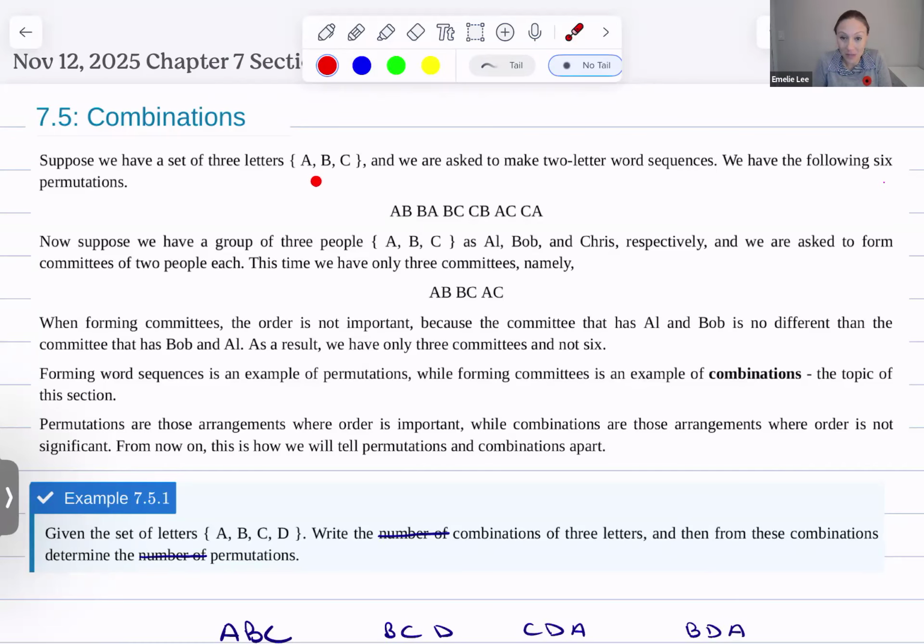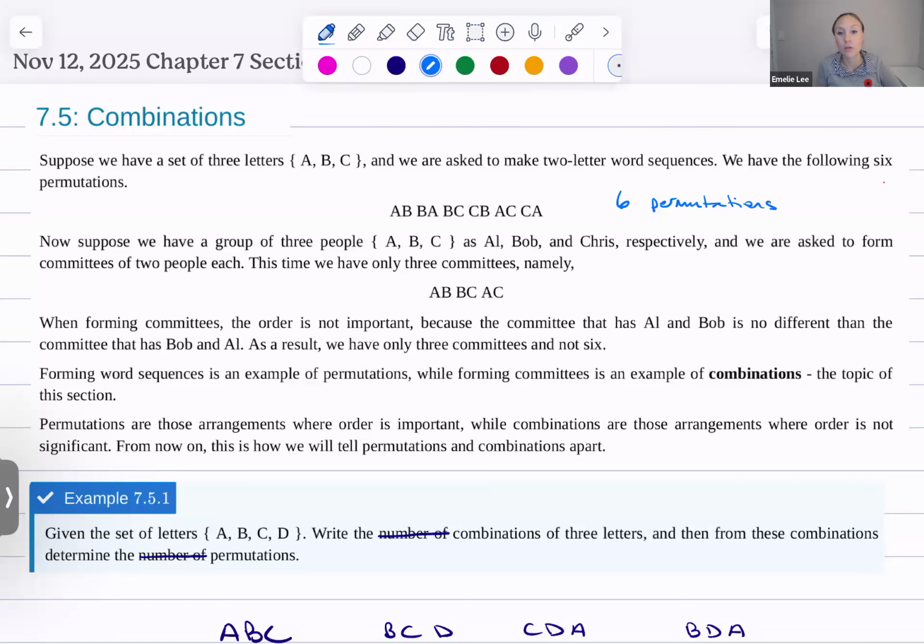If you have letters A, B, C, for example, and you have to make a 2-letter word sequence, then we said, okay, I can make AB, I can make BA, BC, CB, AC, CA, right? And these are all the different permutations. So now I have 6 permutations.